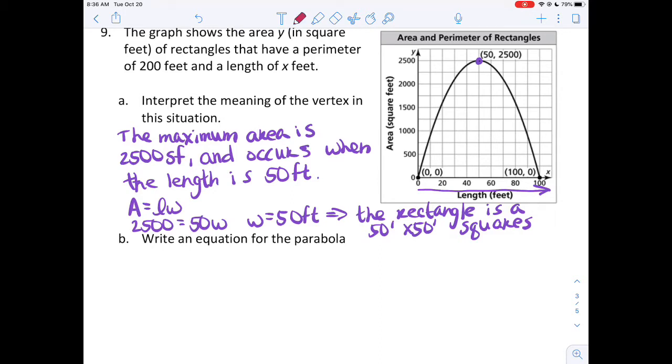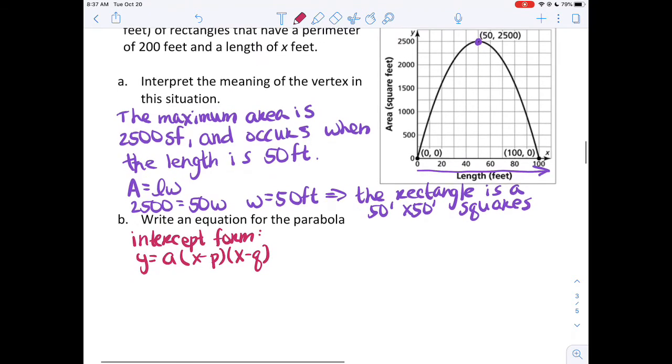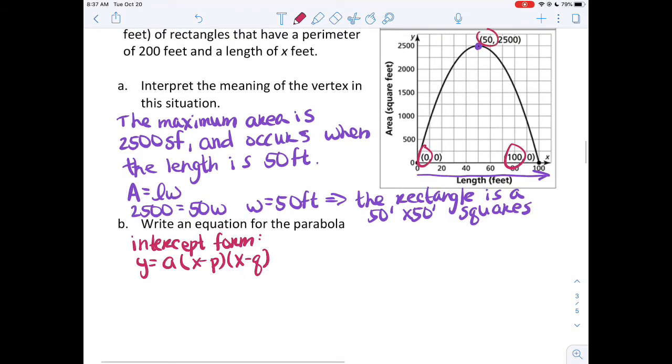You would only have to do one that's specifically indicated on a practice problem on a homework, but I want to show you all 3 on this one. So let's start with intercept form. Intercept form says that y is equal to a times x minus p times x minus q. Now, my p and my q are 0 and 100. My x value for my random point is going to be 50.